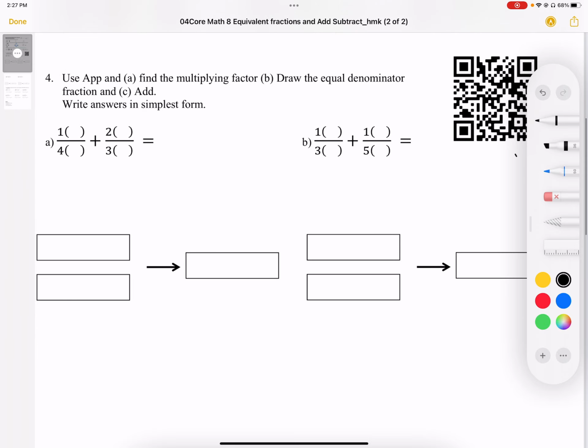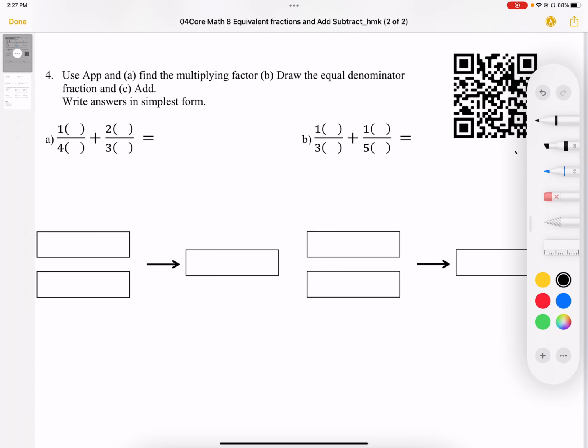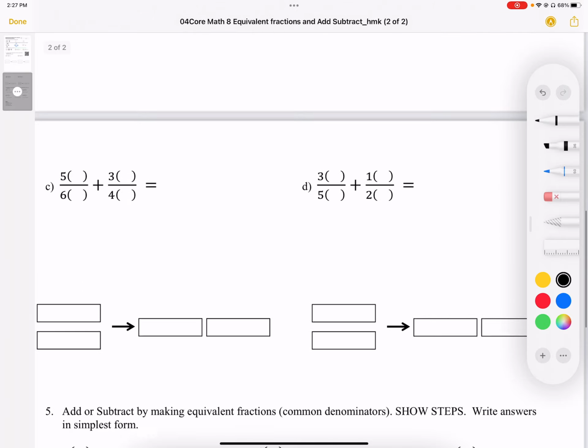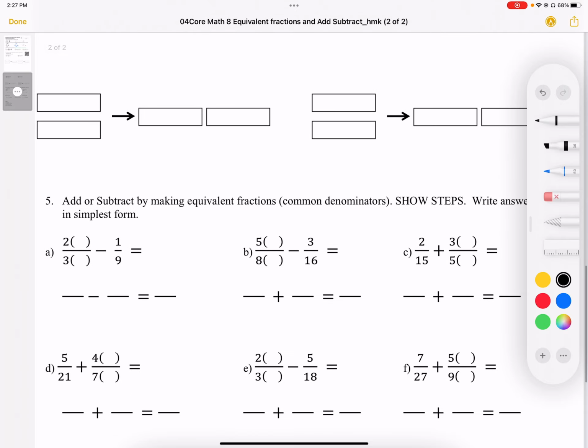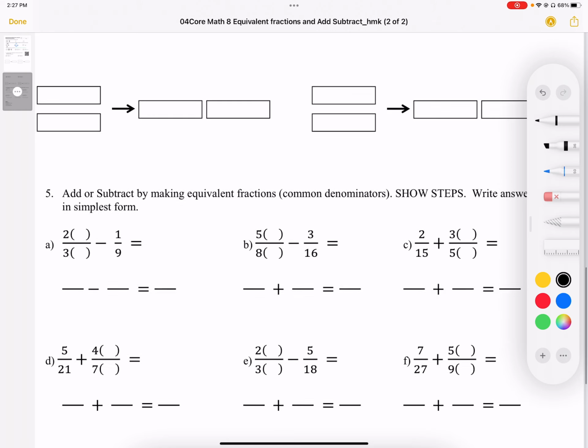And for number 4, we can use the app to do this. We can also do this using just our pictures, finding common denominators, and drawing the fractions with common denominators. And for these ones here, these are just practice, so making sure that we're practicing and adding, subtracting, and getting the common denominators to do that.